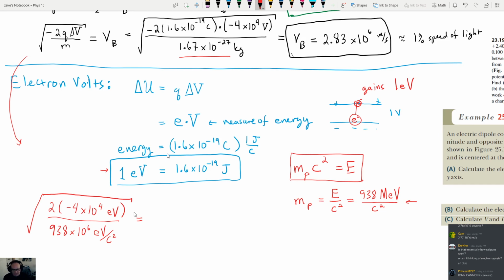It's going to be in terms of the speed of light, though. So it's going to be 2 times 4e4. There's a negative sign in here, too, that I left out, by the way. I'll put it back in a second. Divide by 938. So I end up getting... That has to be raised to the 0.5 power.